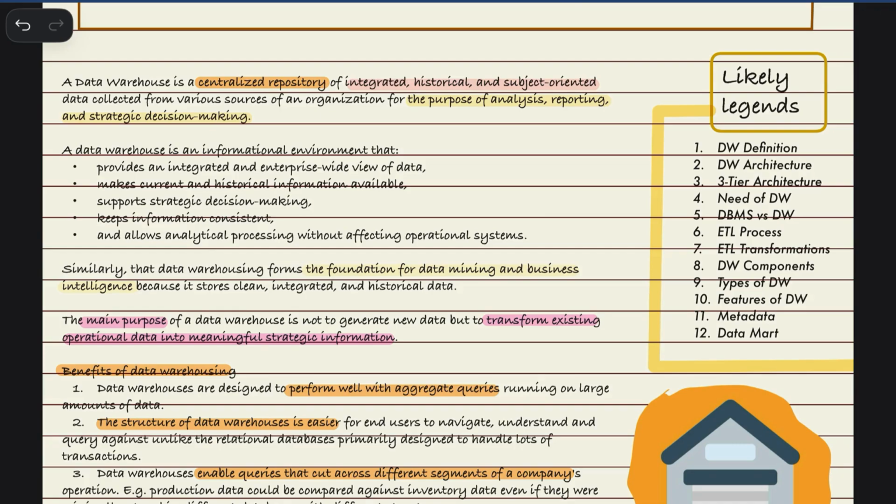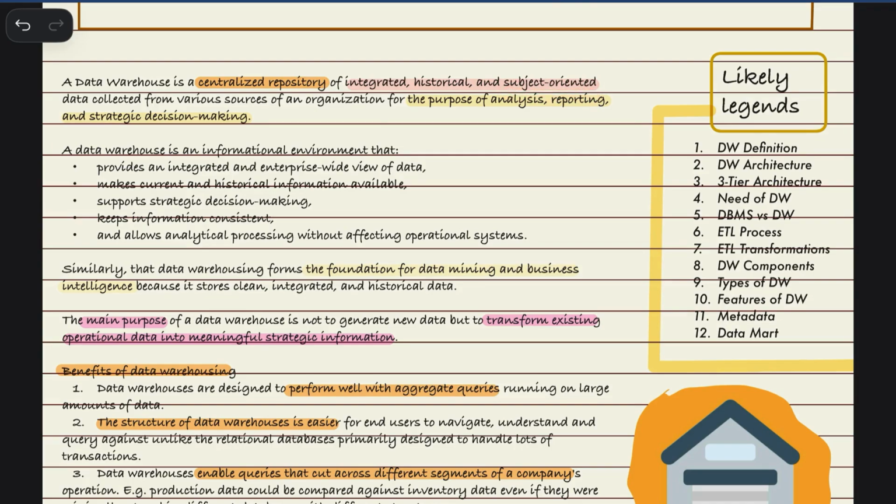It is integrated. Then we talk about historical. What does historical mean? It means that it is not just storing the present data. It is the repository for storing all the data that has ever been entered into the system. It will be time stamped in our data warehouse. So it contains everything, right? And then it is subject oriented.